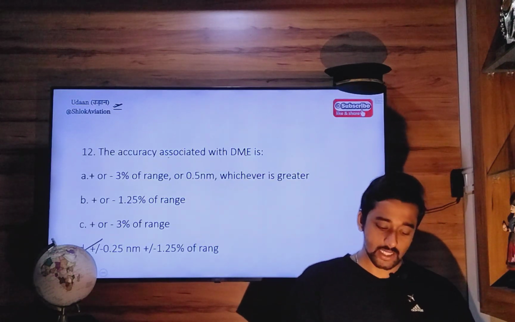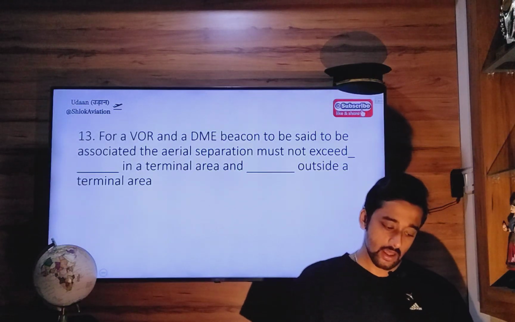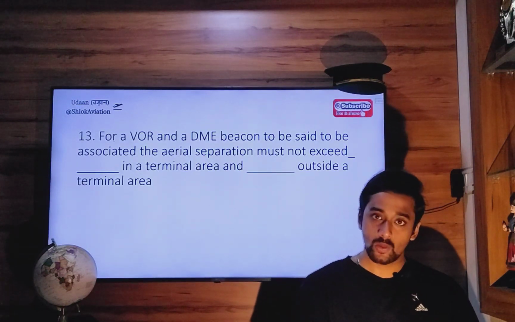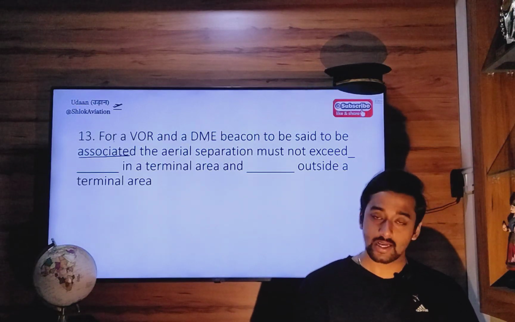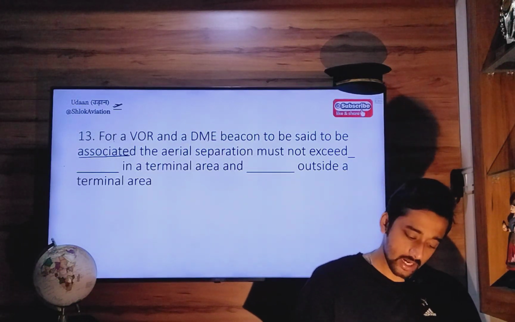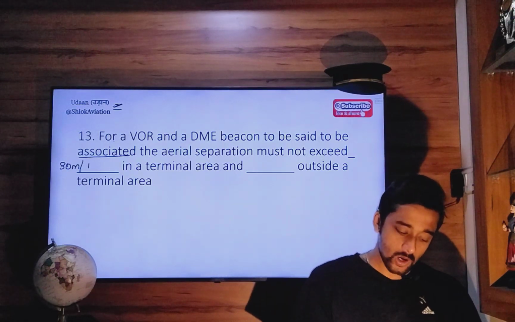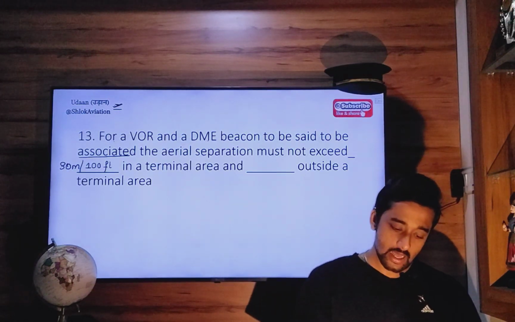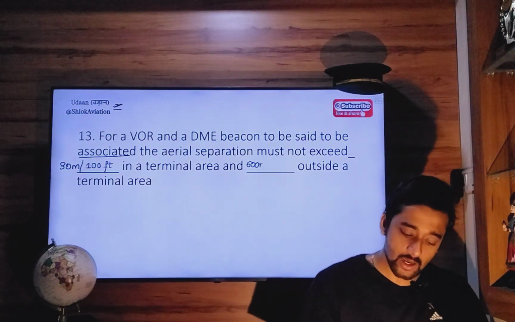So it cannot exceed an error of 0.5 miles. Next, question 13. For a VOR and a DME beacon to be said to be associated, the aerial separation must not exceed how much distance in a terminal area? So in a terminal area, it should not exceed a distance of 30 meter or 100 feet, and outside a terminal area 600 meter or 2000 feet.